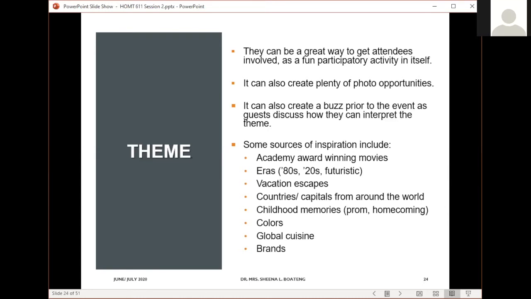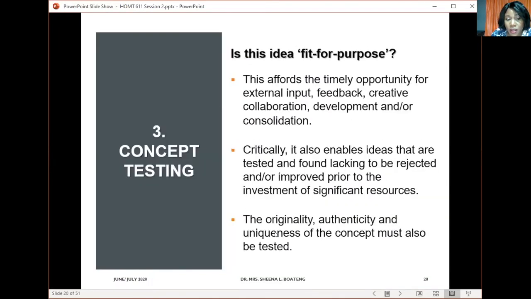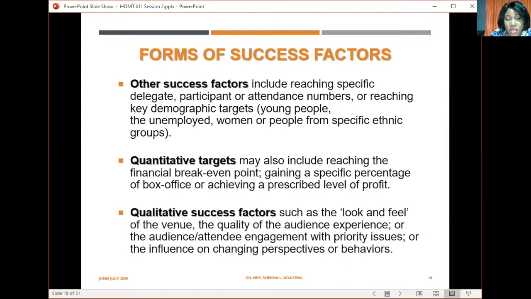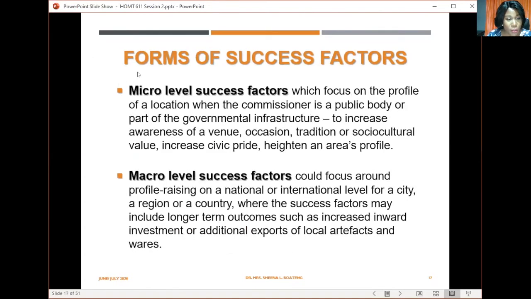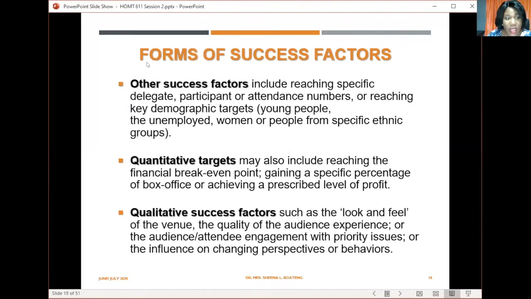So can we classify that as a micro level success factor? Yes, we can. Do they charge an entry fee? Yes, they do. Okay, so we can call it a micro level success factor because they are doing it as a result of an occasion, which is Christmas. And then we can also say it's another success factor because they are targeting families, mothers and fathers and children. And then we can also say it's a quantitative target because they are selling tickets. So they hope to make some money at the end of the day.